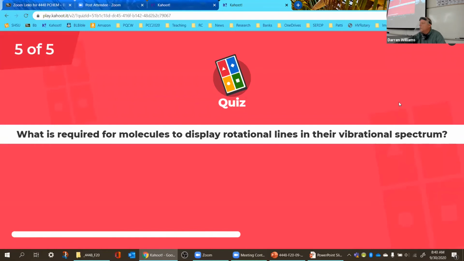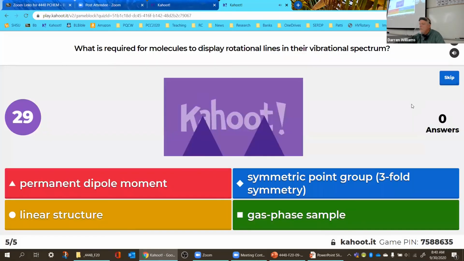What's required for molecules to display rotational lines in their vibrational spectrum? And so this is rovibrational, and I didn't really talk about this in class, but I guess you're just going to guess on this one.